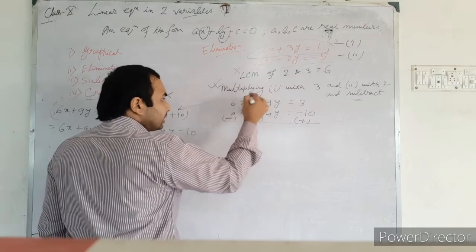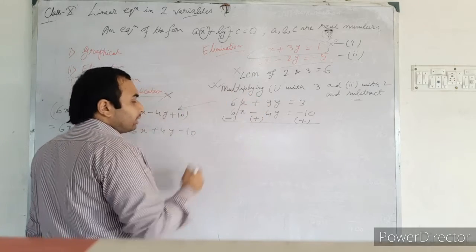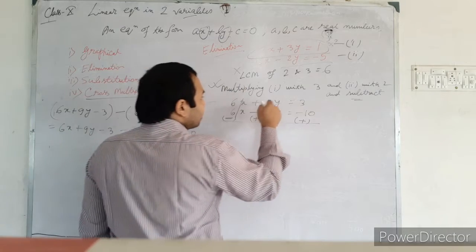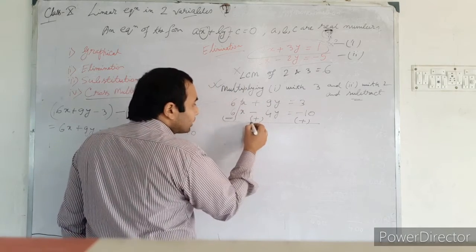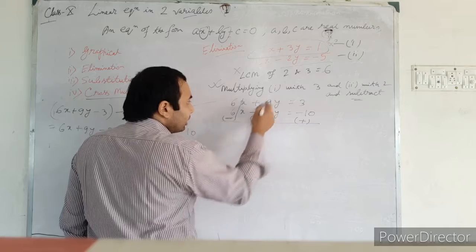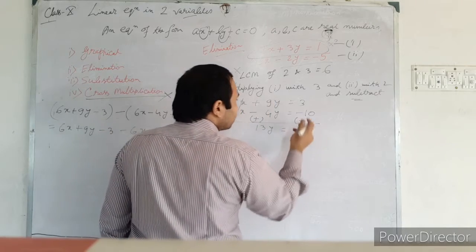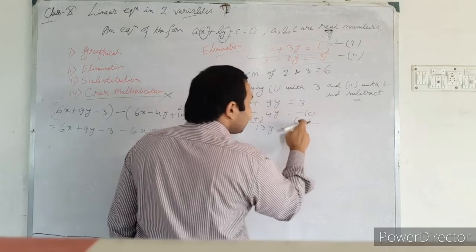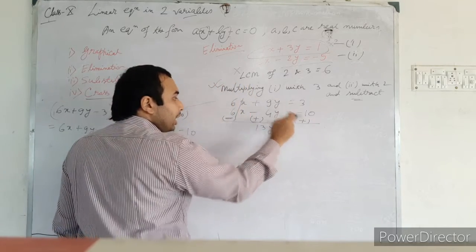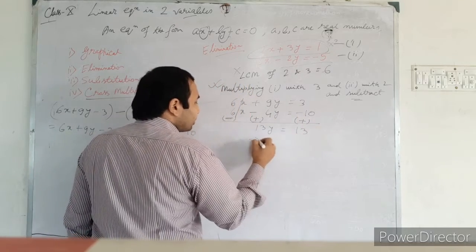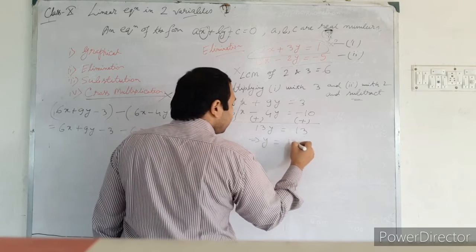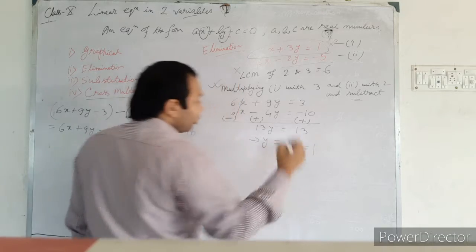So 6x and 6x will be cancelled out. You can write it like that also. So 9y, now you have to consider this sign, not this sign. So 9 plus 4, it is coming 13y equals to, here also 3 plus 10, not minus 10. 3 plus 10, so it is coming 13. So from here y equals 13 by 13 equals 1.